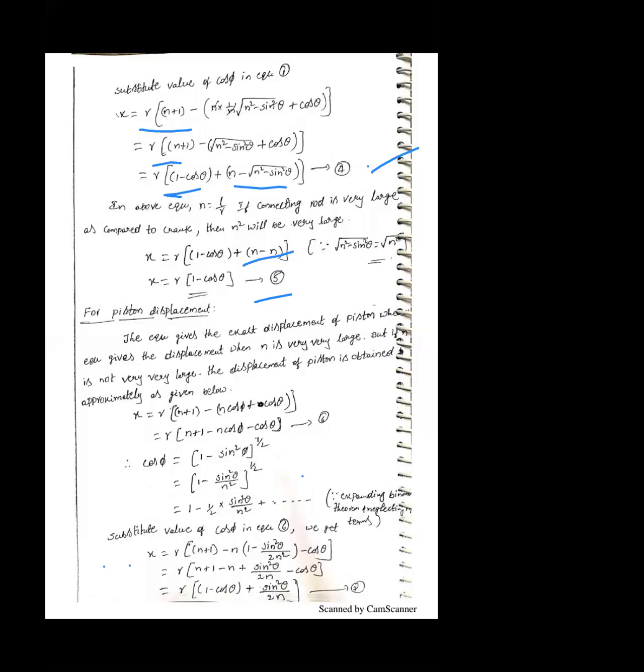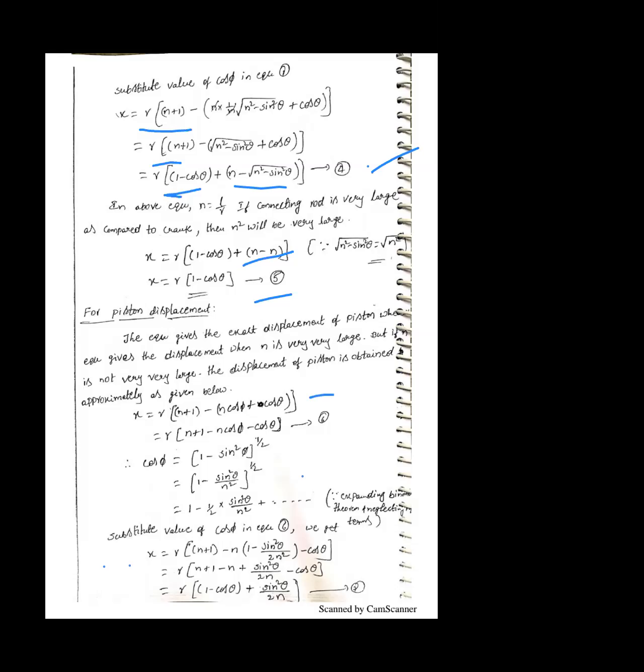The equation gives the displacement of the piston when n is very, very large. But if it is not large, then the displacement of the piston is obtained by x equals the following. So the next one is the calculation of piston displacement when n is not very large. So what is the equation for piston displacement? X equals n plus 1 minus n cos phi plus cos theta.